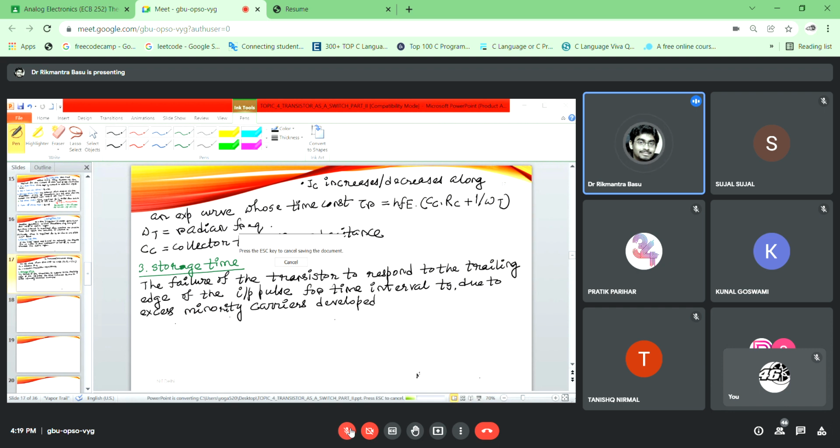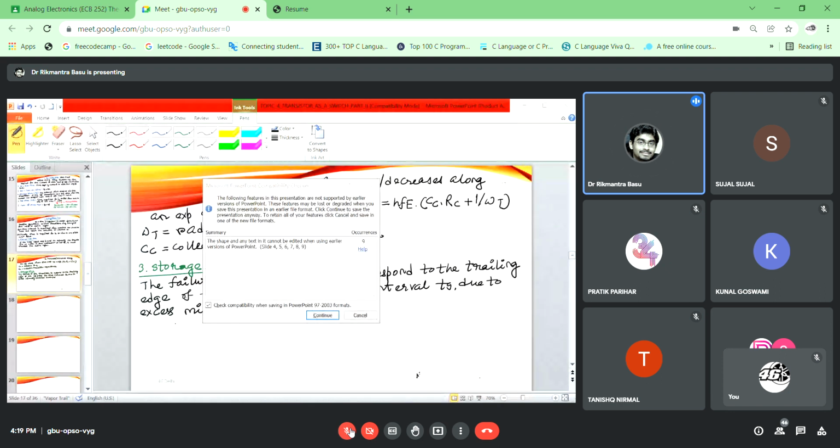Remaining, there are a few problems on the transistor as a switch as well as the active and saturation region, which we will start from the next class. Am I audible properly now? Yes, sir. So we have done a little bit of the transistor switch, or generalized transistor circuitry, where you get to know the active region, saturation region, all those things.